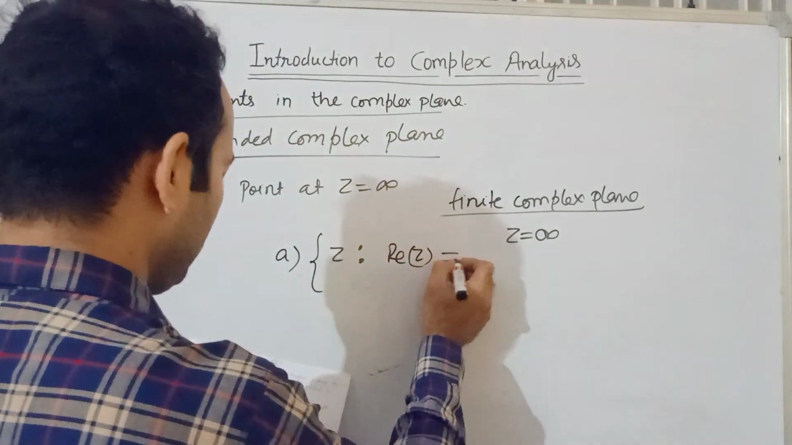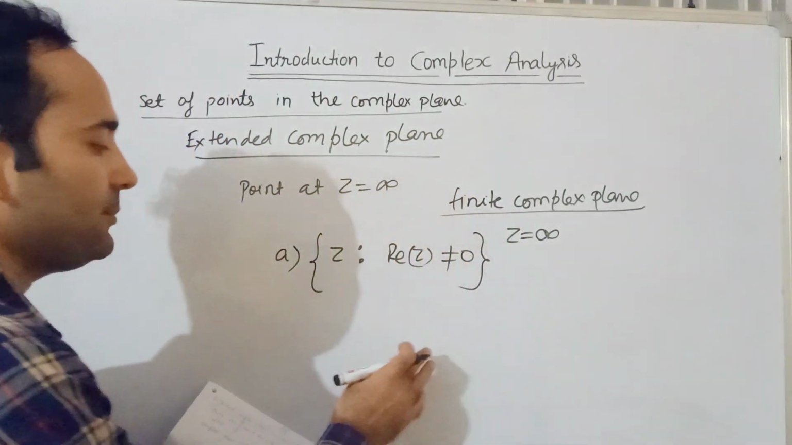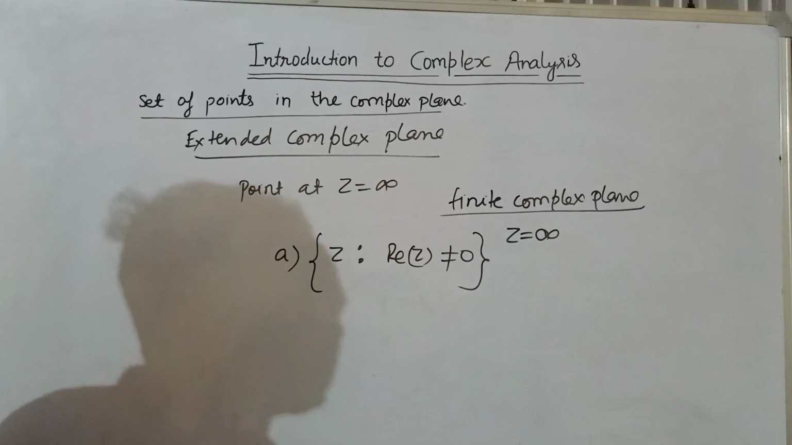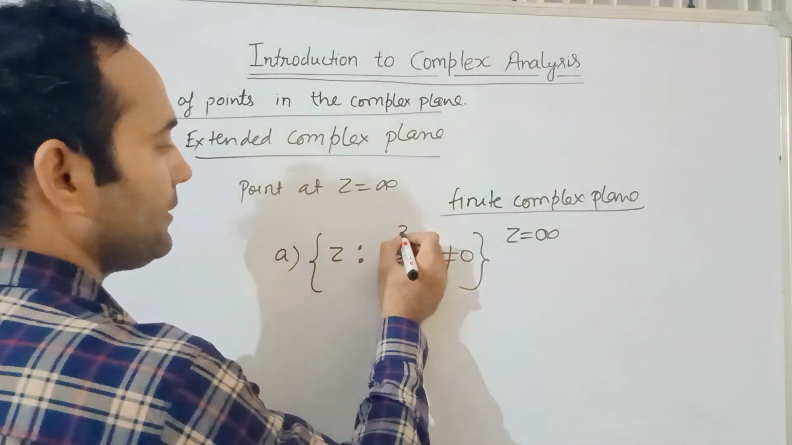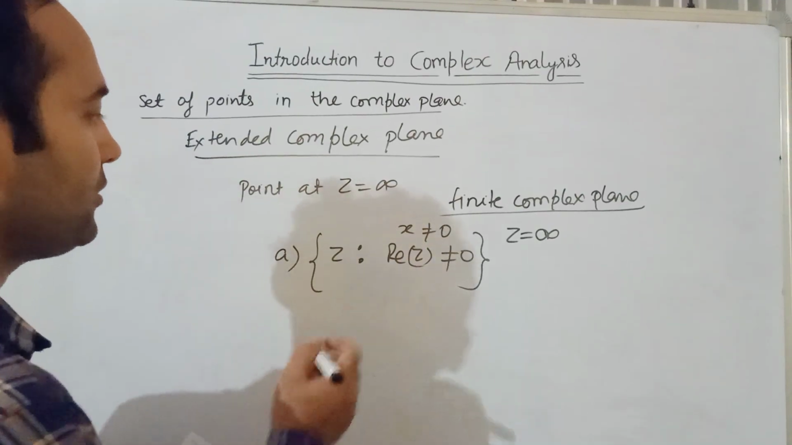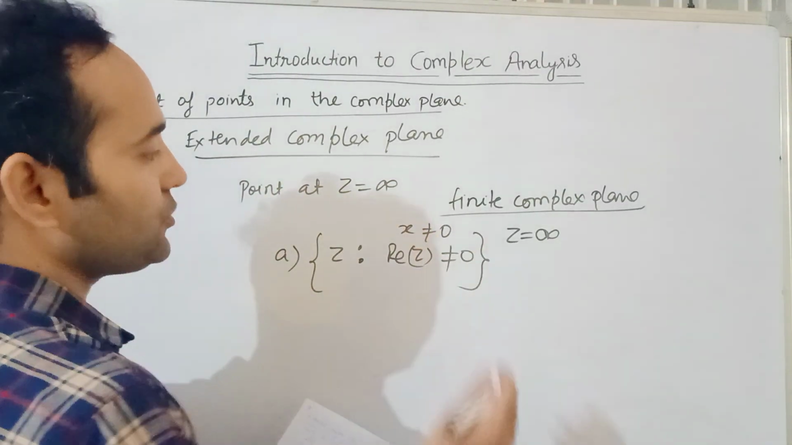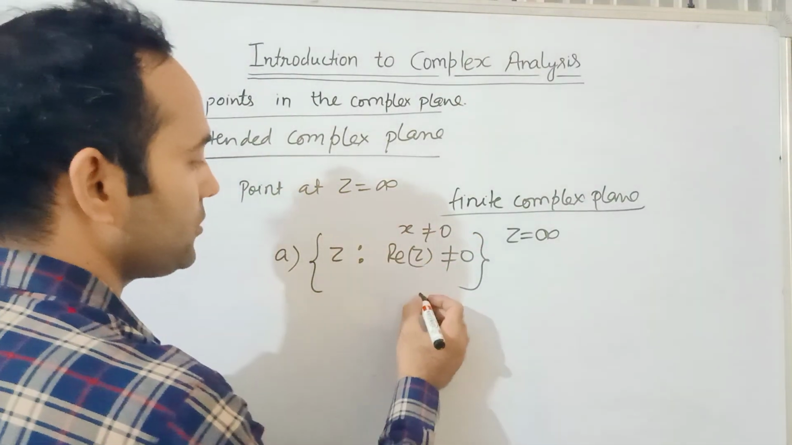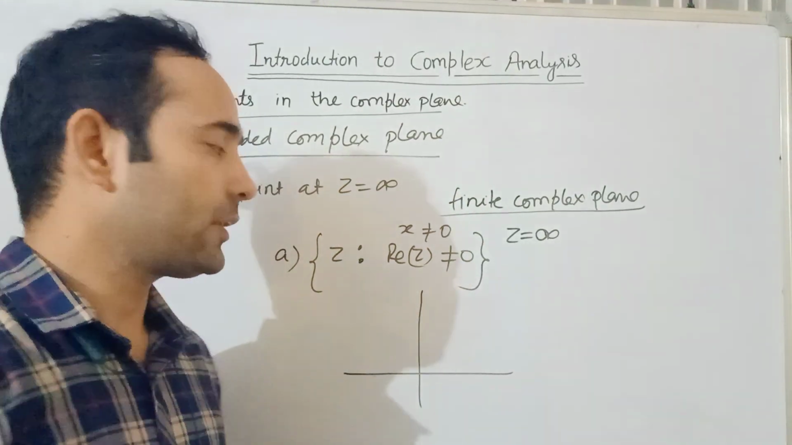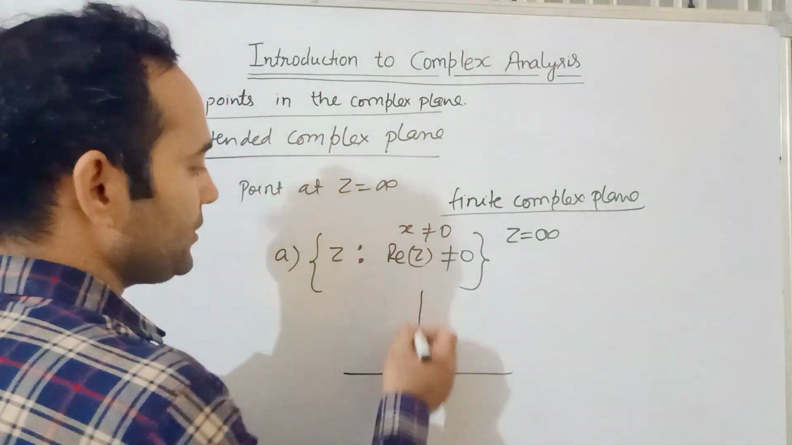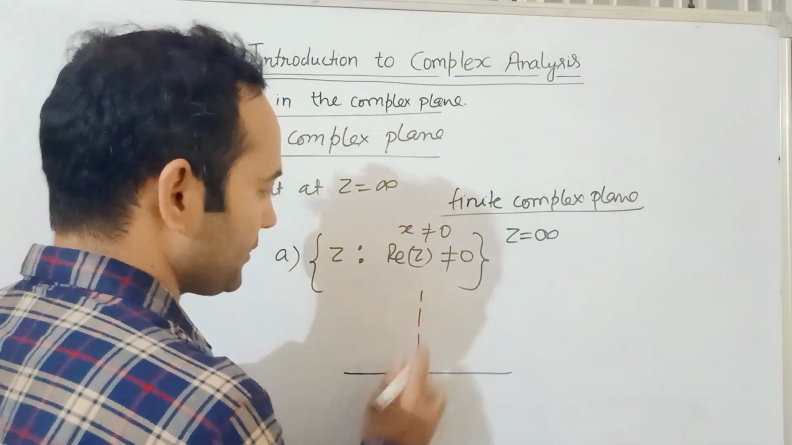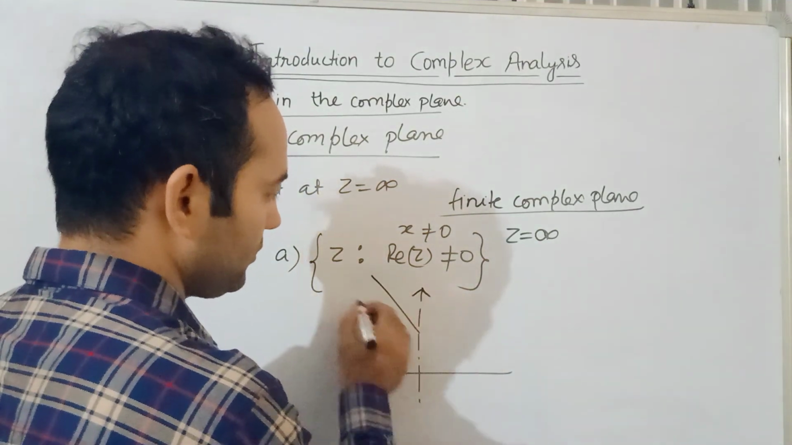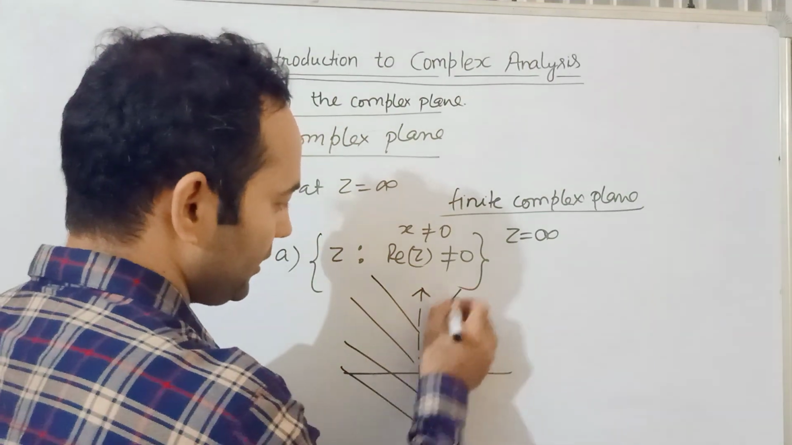Real part of z not equal to 0. Tell me whether it is a domain or not. So what is the real part of z? x. So real part of z not equal to 0 means x not equal to 0. What is x equal to 0? This is the y-axis, the imaginary axis. So you will exclude this. So this one, but excluding the y-axis.